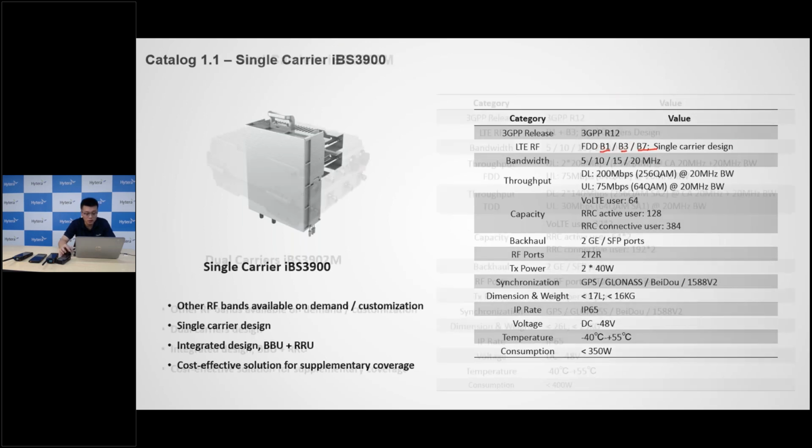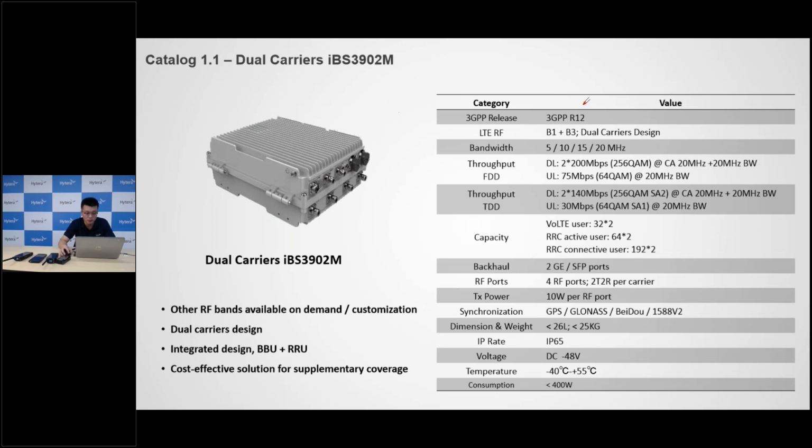And also we have another option for the small cells. This one is IBS 3902M, and it supports both band 1 and band 3 at the same time. So this is how it works. Normally we will have an antenna. This antenna supports, at least, both band 1 and band 3 spectrum. So there would be 4 RF wires connected with the main device. So you will have two different spectrum coverage networks. One is band 1, another one is band 3. This is how it works.